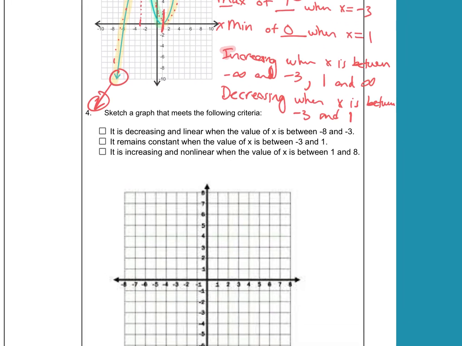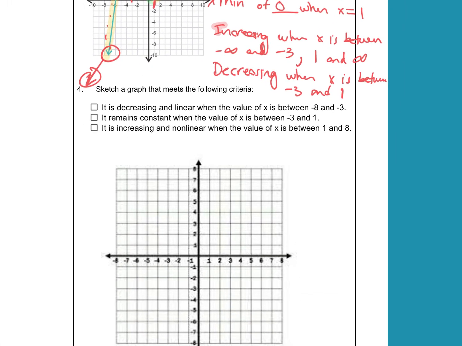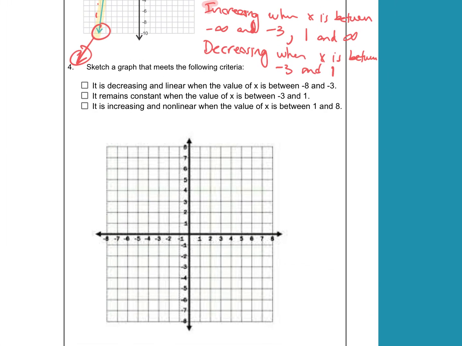And then our last problem, we're going to sketch a graph that has these criteria. So it's decreasing and linear between negative 8 and negative 3. Negative 8 is all the way here at the end. Because it's going to be decreasing, I know I need to start up high somewhere, so I'll start maybe up here. And it's going to decrease all the way down until I get to where x is negative 3. So x is negative 3 right here.